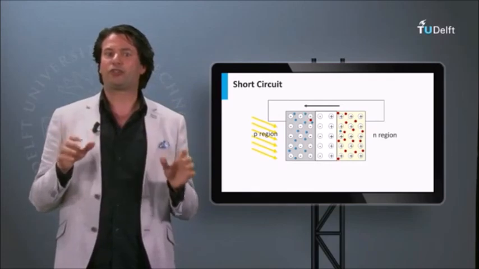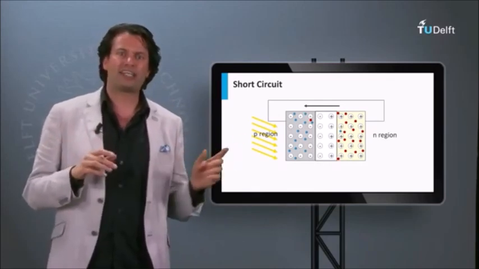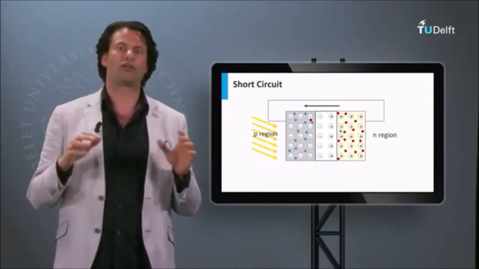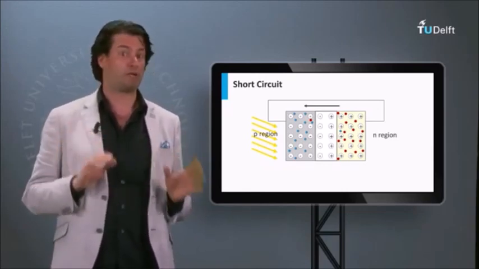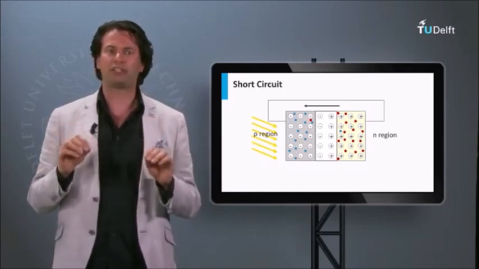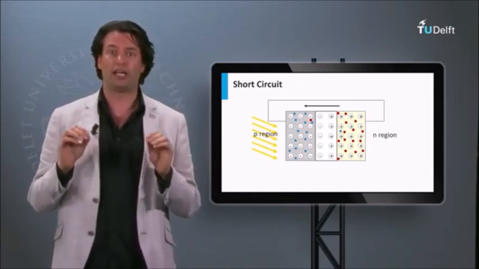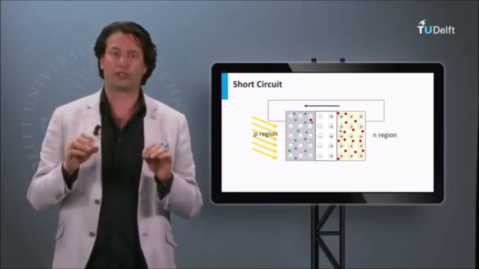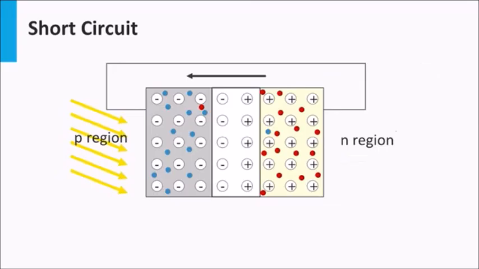Using an electrical circuit, we connect the contact at the p-doped silicon with that of the n-doped silicon. Or in other words, we short-circuit the PN junction. In this condition, the illuminated PN junction will produce only an electrical current. We call this current the short-circuit current of a solar cell.